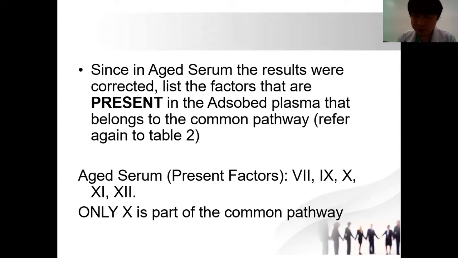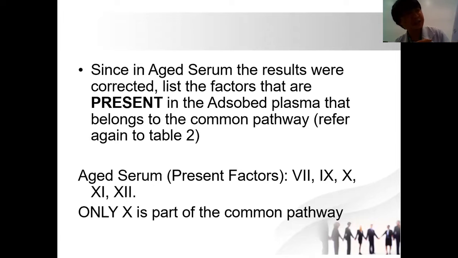So I'm going to write it down. In the age serum, it was corrected. Therefore, present or absent? The present factors. So therefore, this is factor 7, factor 9, factor 10, factor 11, and factor 12. Now, the next part is you're going to sort out which was repeated. Which of the following is repeated?